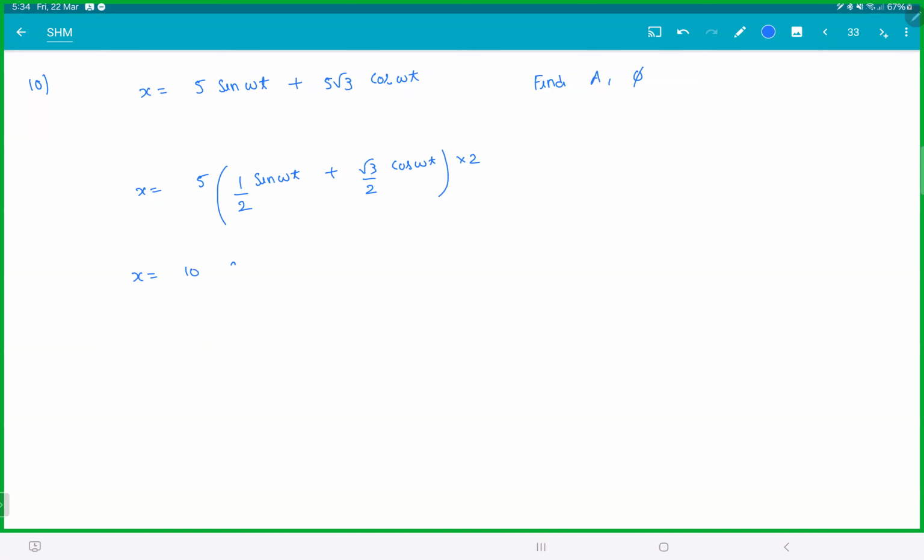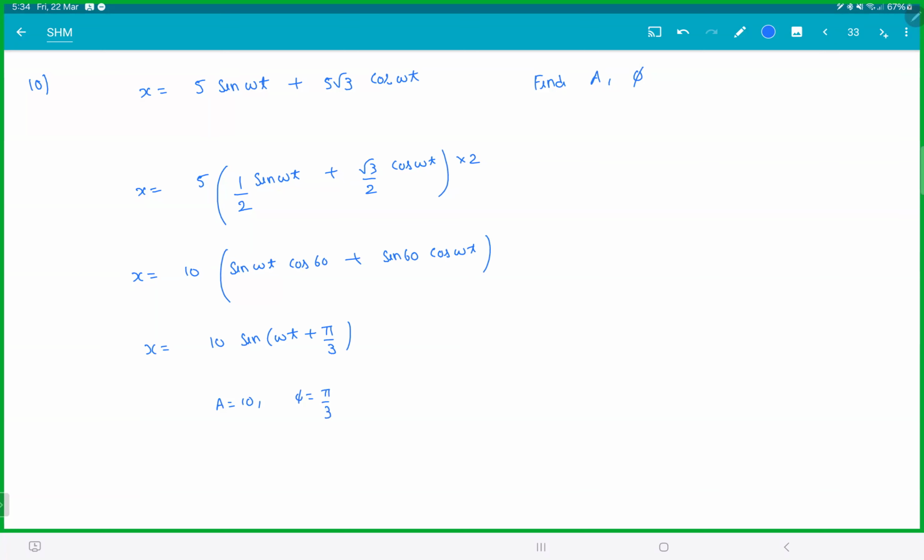Then this can be written as sin omega t cos 60 plus sin 60 cos omega t, and then this becomes 10 sin omega t plus pi by 3. So from here you get the amplitude is 10 and phase angle is pi by 3.